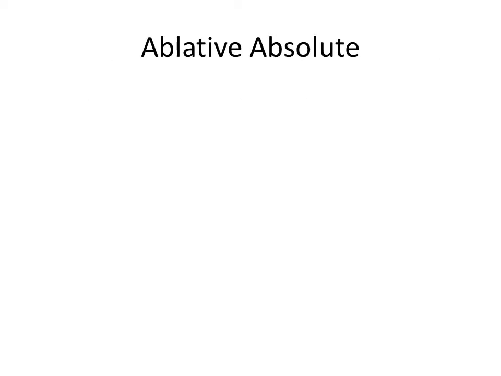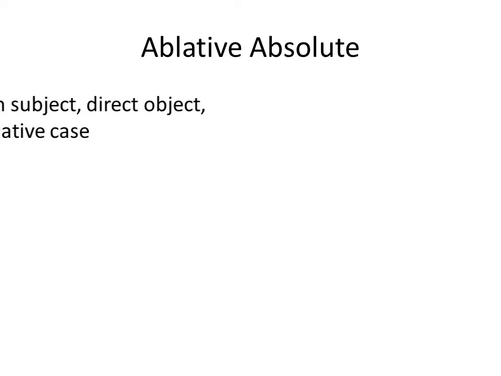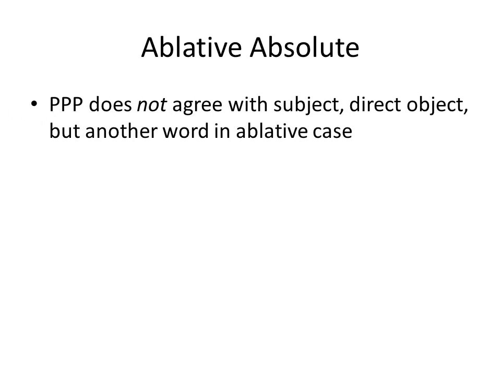This is called the ablative absolute, which is a very specific use of the perfect passive participle. In an ablative absolute, the perfect passive participle does not agree with the subject of a sentence. It does not agree with the direct object of a sentence. It agrees with some other word that's going to be in the ablative case, hence the name ablative absolute.